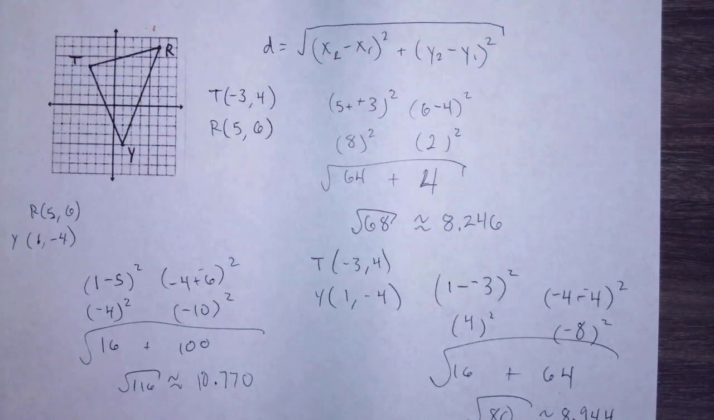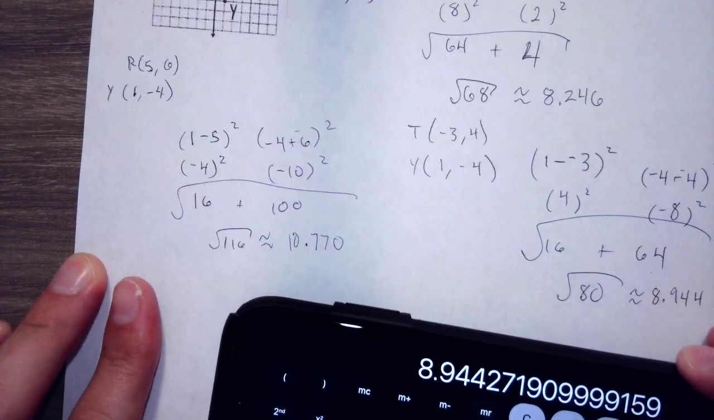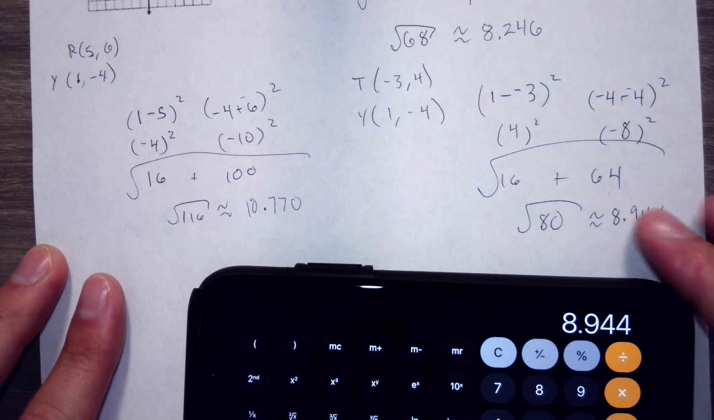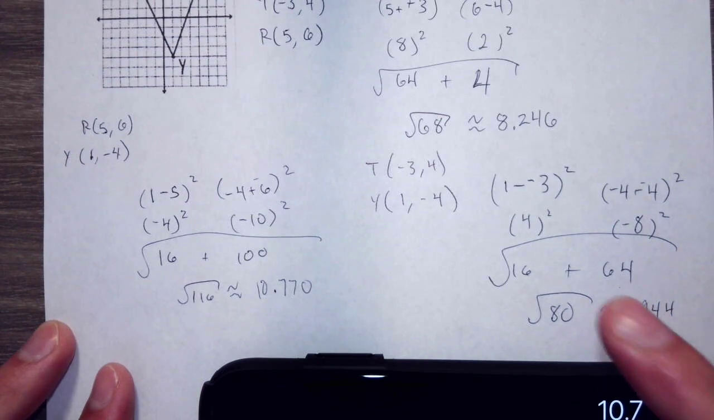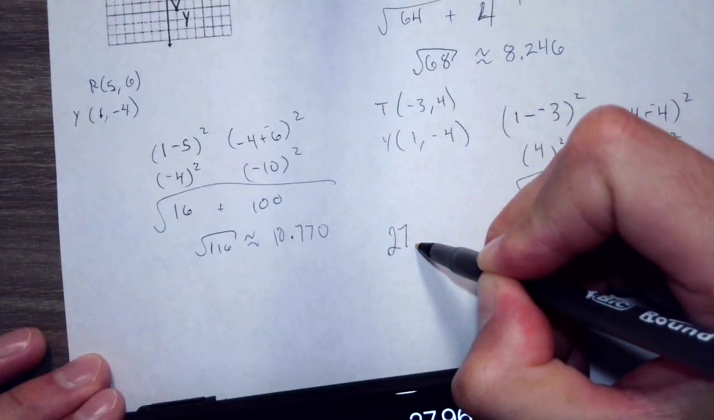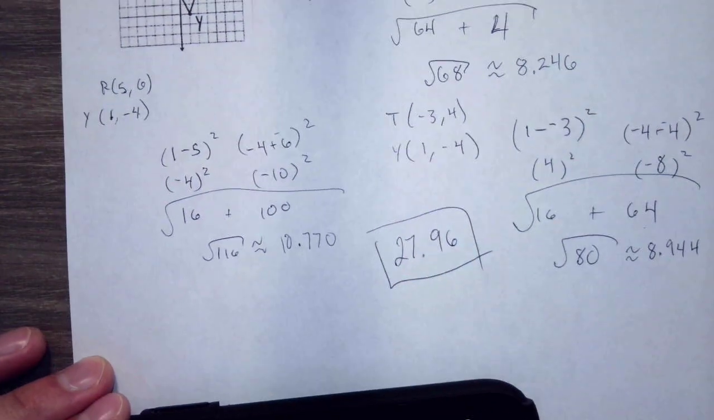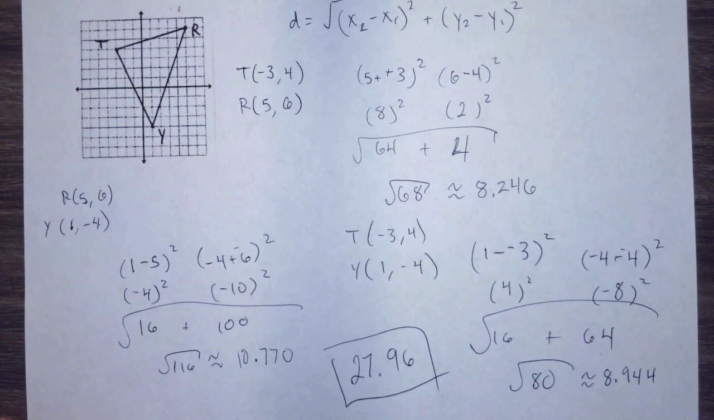So if I want to find the perimeter, I just add all of those together. So 8.944 plus 8.246 plus 10.770. So the perimeter of this triangle is just going to be 27.960, or just 27.96. And that's all you're doing. So find distances and then add them all together to get the perimeter.